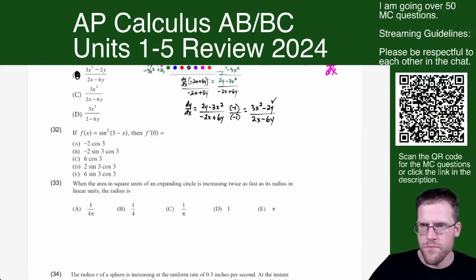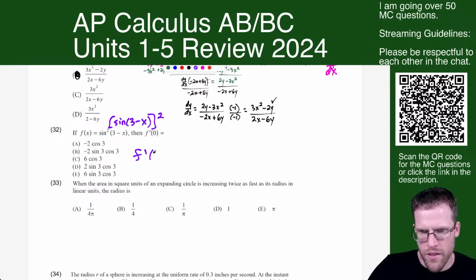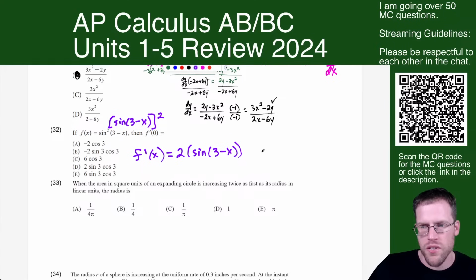So 32, think of this as sine of 3 minus x all to the second. So first I'd find f prime of x, which is 2 times sine of 3 minus x to the first power. And now the derivative, I have like an outer, middle, inside. The middle function is sine. When I derive sine, I get cosine and I keep the inside the same. But now the derivative of 3 minus x is negative 1. Okay, so now we just plug in 0.